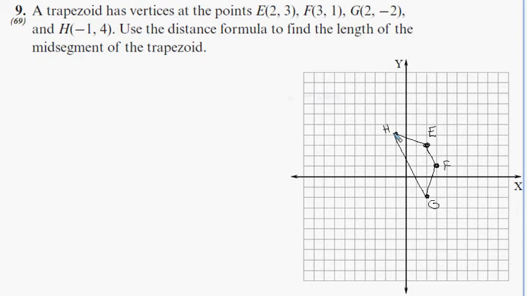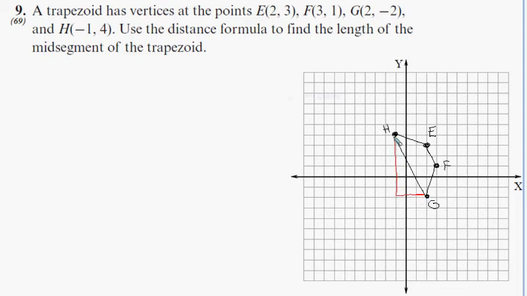It says use the distance formula to find the length of the midsegment of the trapezoid. Well, I did use the distance formula, but I thought of it in terms of the Pythagorean theorem because I found that to be a little bit faster for me than writing down all the coordinates of all of these points.